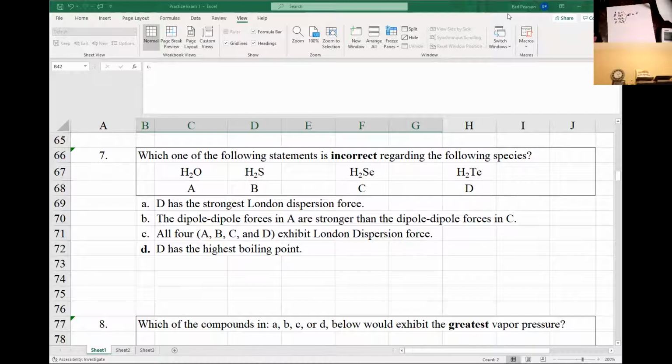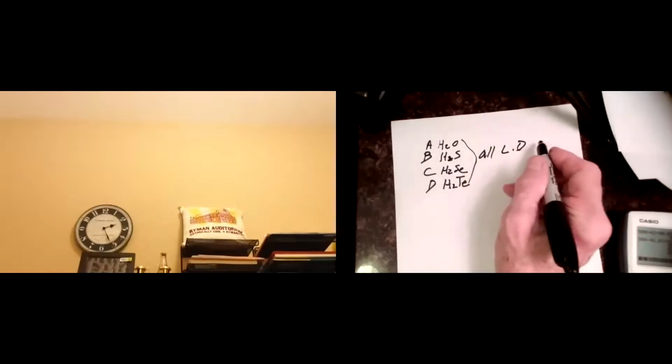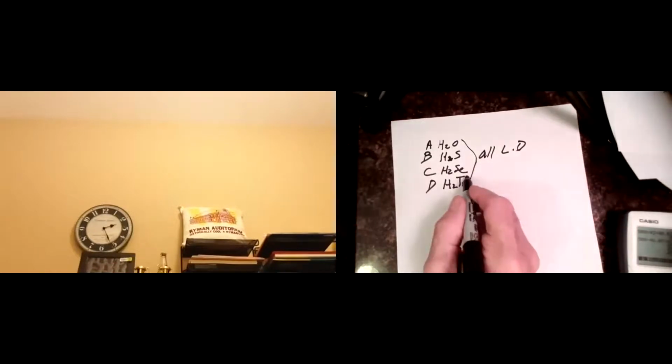Let's stop the share and look at our page. So they all have London dispersion. This is the largest molecular weight, heaviest molecule, largest molecule. So this is the largest London dispersion. And this one, water, of course, would be the smallest London dispersion. It would increase going down as we go there.